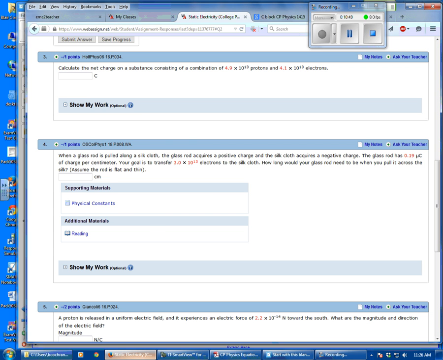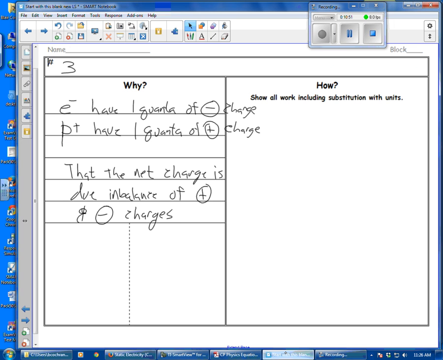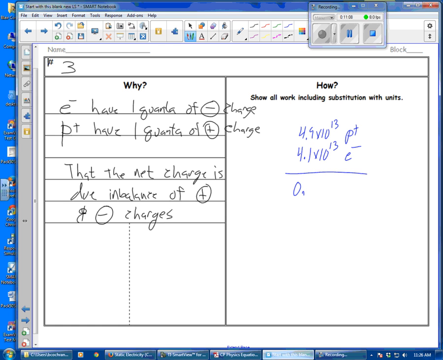So I have more protons than I have electrons, so a little bit of a subtraction there. I take 4.9 times 10 to the 13th protons, and I subtract from it 4.1 times 10 to the 13th electrons. I get 0.8 times 10 to the 13th, and they're going to be protons that I have extra.